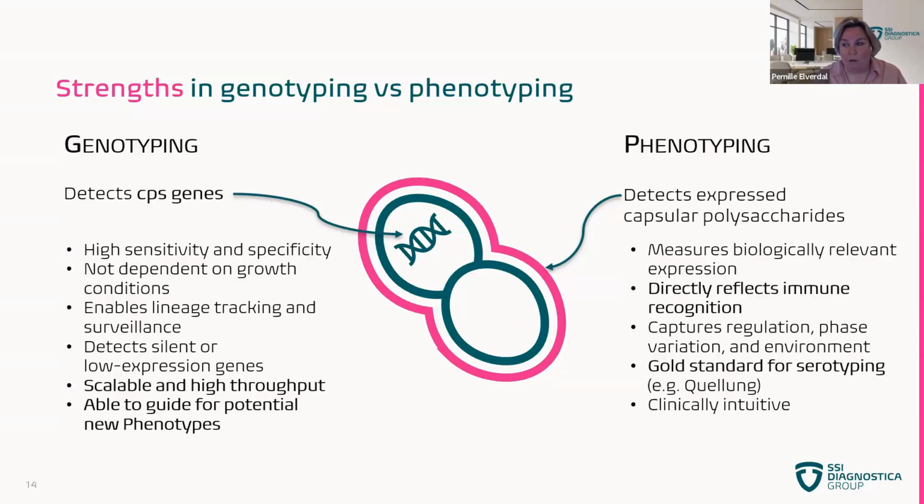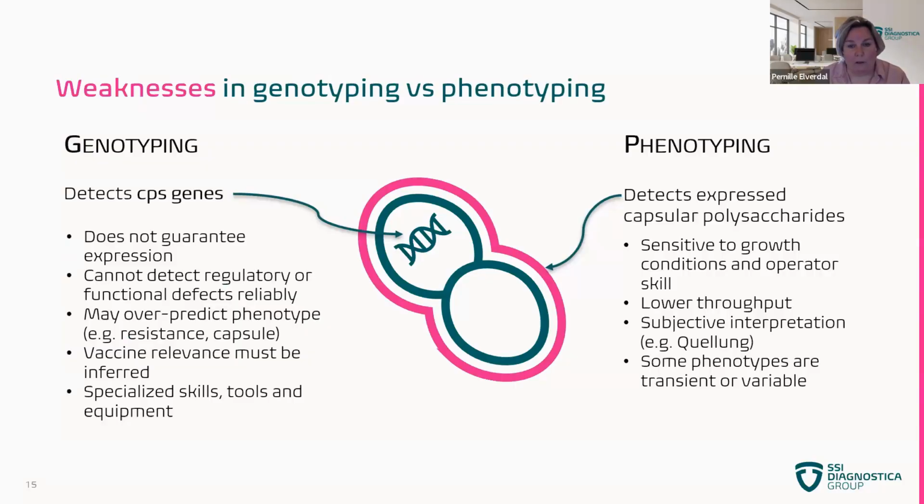The phenotypic method's strengths are that it measures biologically relevant expression. It directly reflects the immune recognition. It captures the regulation, the phase variation, and the environment. So everything which is affecting the bacteria is actually shown in this space. It's the gold standard for serotyping of pneumococci, and it's clinically relevant. So those are the strengths of the two methods.